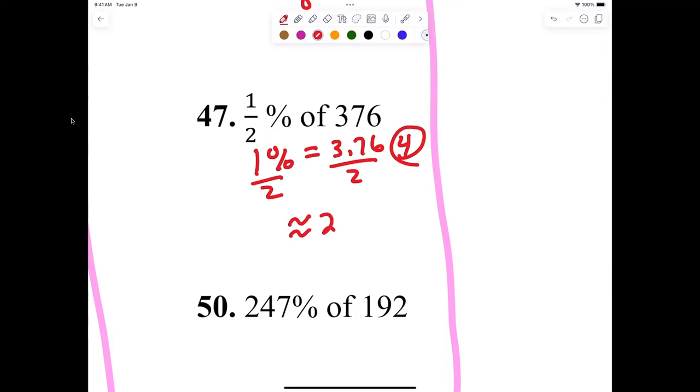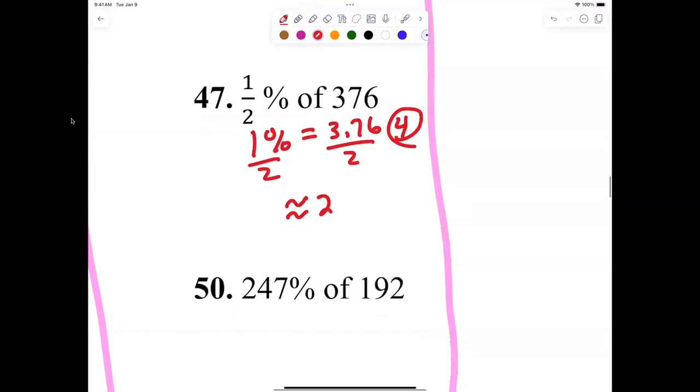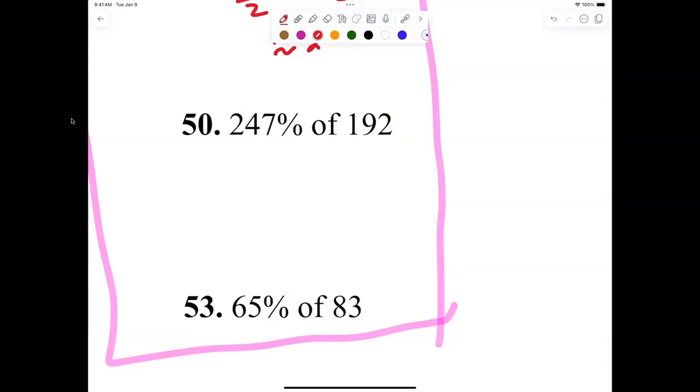Everybody okay with that? Come on, Titus. Don't give up on me. My first answer was right. I got a 1.9. Yeah, I'm happy with that. But you agree, we're just trying to estimate, so I don't want the numbers to be too hard. All right, so 247, I'm just gonna call that what? 250. 250% of, I'm just gonna make 192 what?